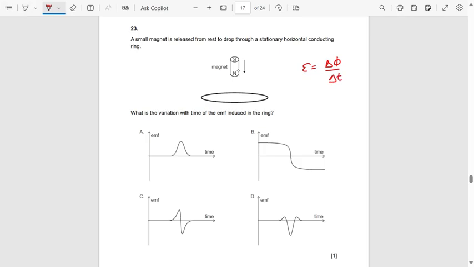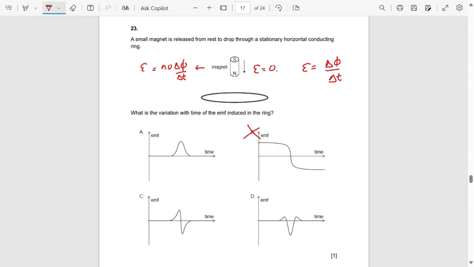So initially there is no change of flux because we're nowhere near the field lines. The field lines are not cutting here. So initially there is no change of flux. So the rate of change of flux is 0, therefore the EMF is 0. So therefore it is not B. So initially EMF is 0.